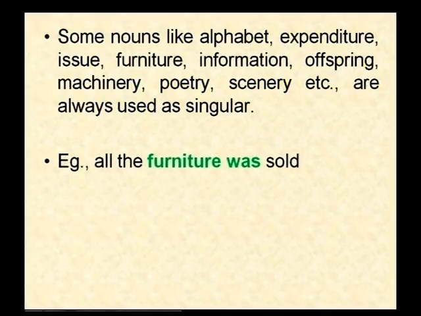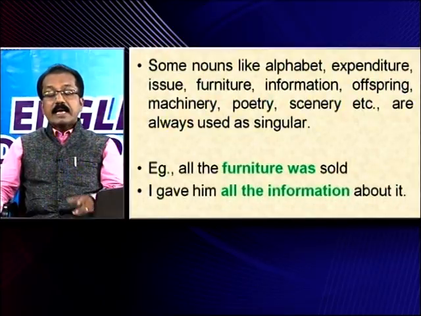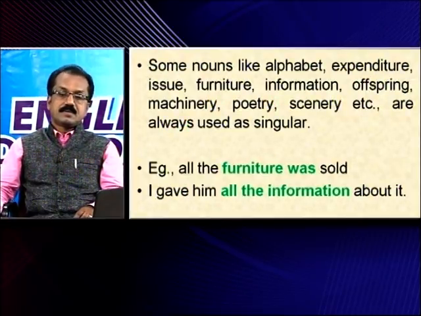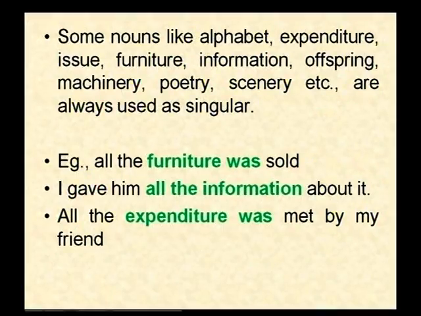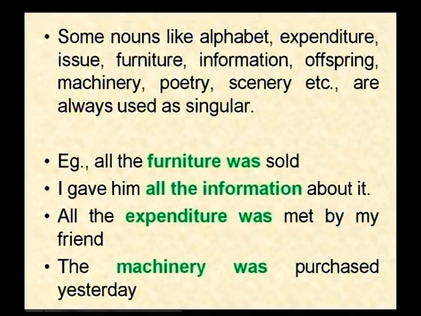Look at the example. All the furniture was sold. You cannot say all the furnitures were sold. The correct usage is all the furniture was sold. I gave him all the information about, not the informations, information. All the expenditure was met by my friend, not expenditures, expenditure. The machinery was purchased yesterday, not the machineries, the machinery was purchased yesterday.